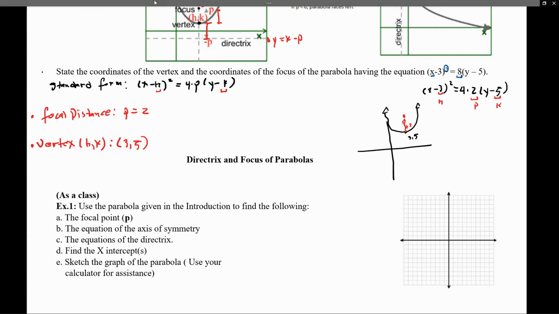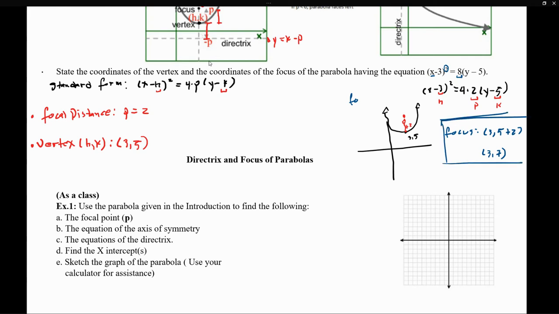So therefore, my focus now, well, let me just write it here on the side. My focus is going to be 3 comma 5 plus those 2 units. So therefore, I can see that my focus has a location of 3 comma 7.